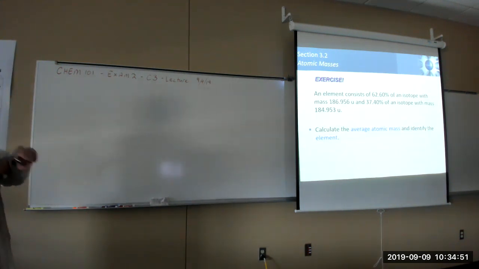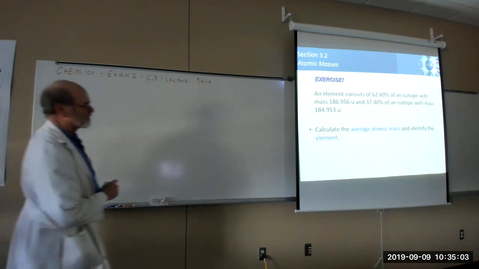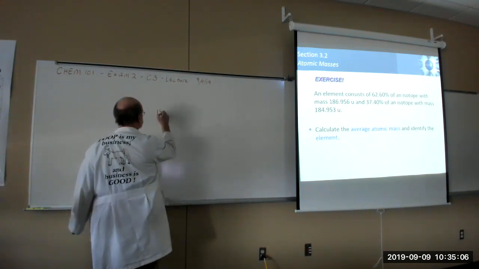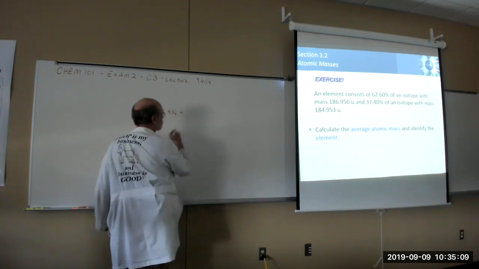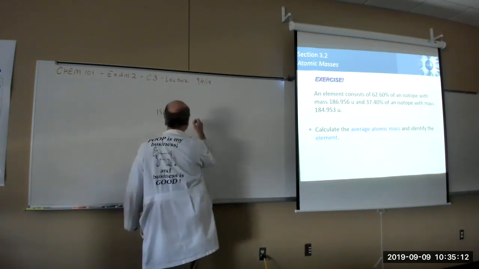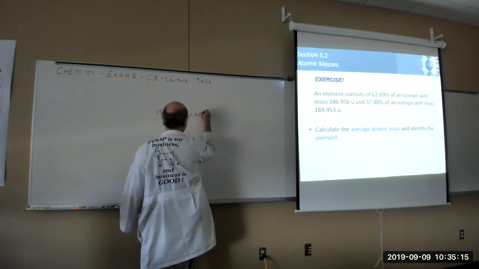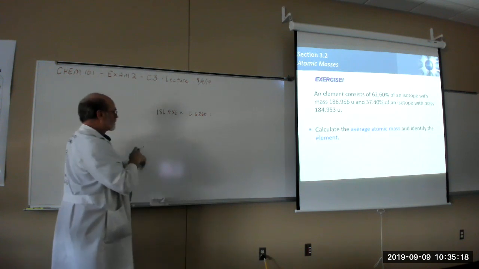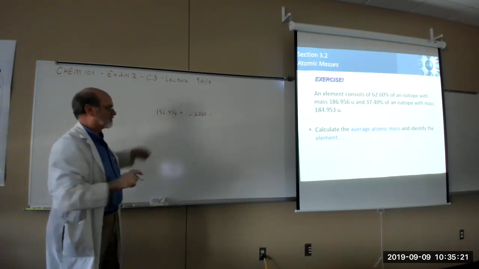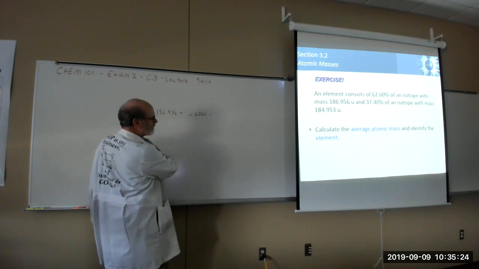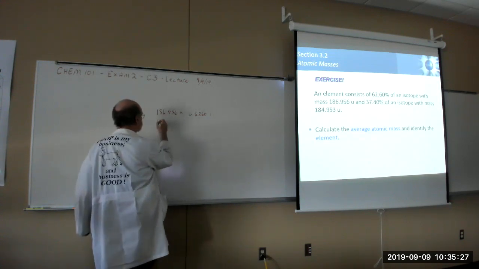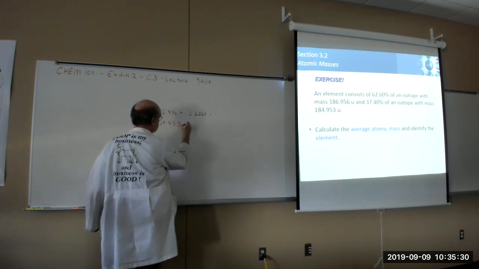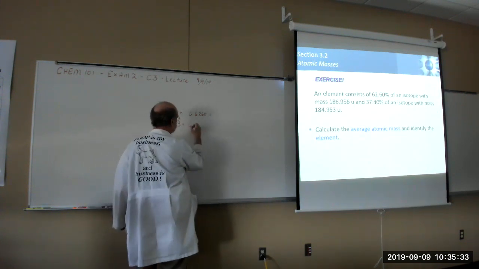So let's say we have 62.6% of an isotope with this mass and 37.4% of an isotope with that mass. So it's 186.956 times 62.6%. That's the contribution of this isotope. And the contribution of this isotope, 184.953, is 37.4%.